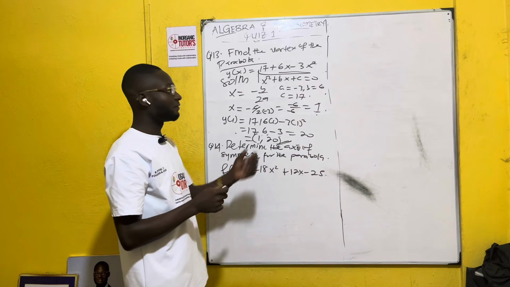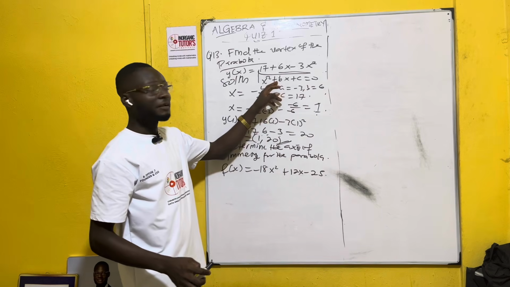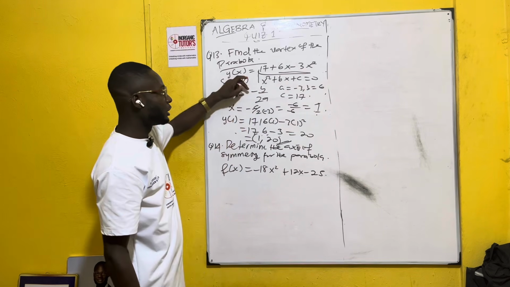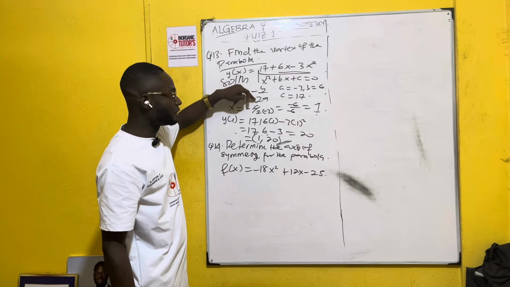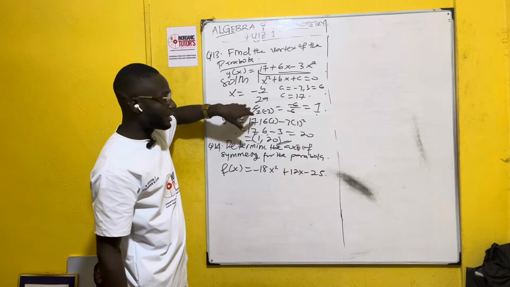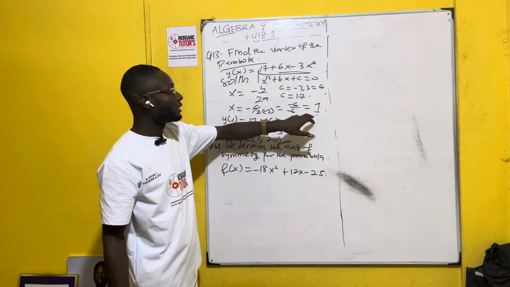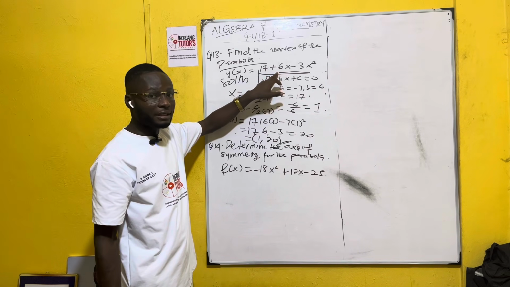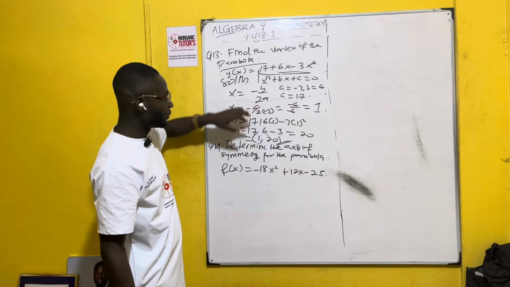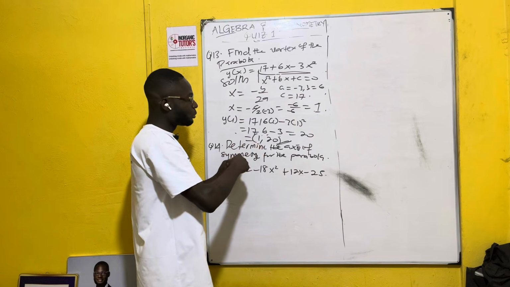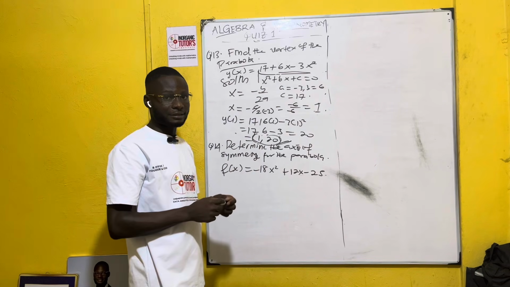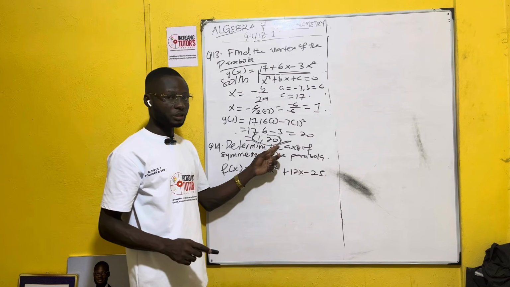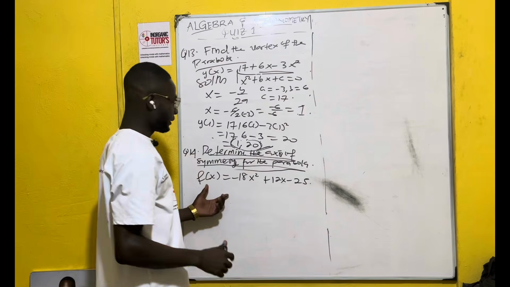So if you want to find the vertex of a particular parabola, first find the axis of symmetry, which is the x value, and you can easily use the formula minus b over 2a. Once you get the axis of symmetry, which is the x value, substitute the x value into the parabola given, then you find the y value. These 2 points become the vertex of the parabola. So in here we have 1, 20.